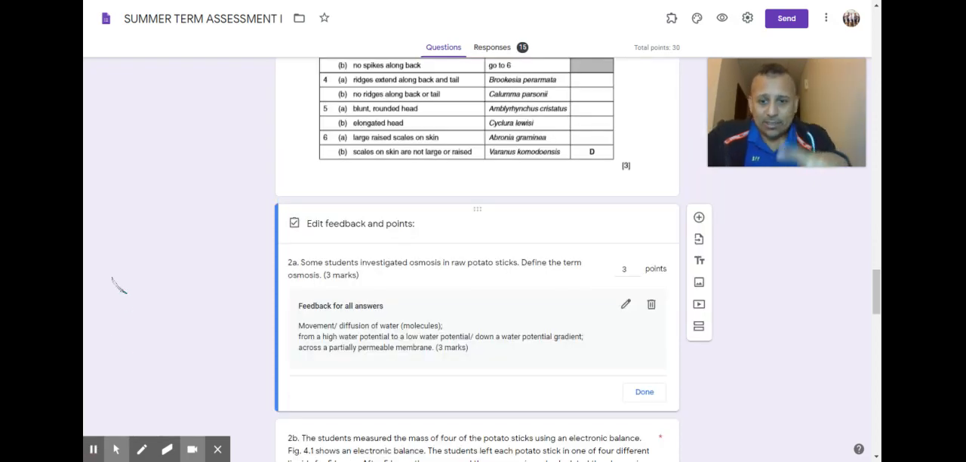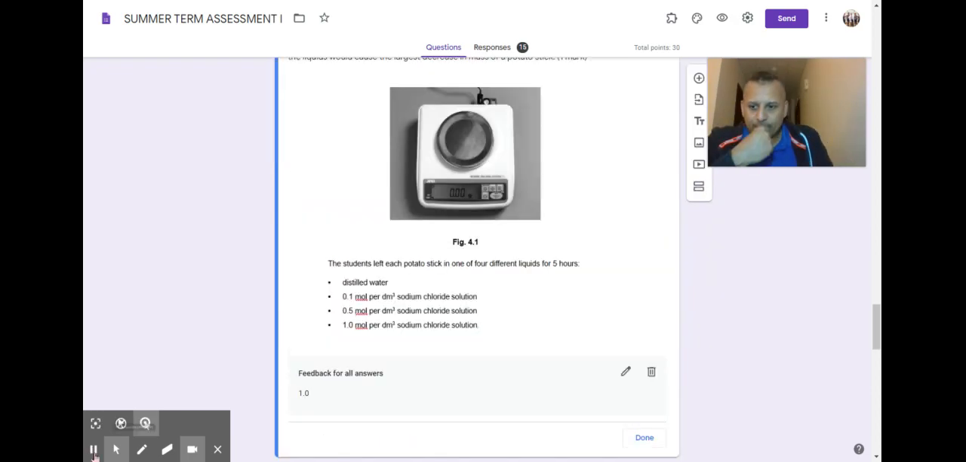Definition of osmosis: movement or diffusion of water, that's the first mark, from a high water potential to a low water potential, or you could say down a water potential gradient. And the third mark, across a partially permeable membrane. You must make sure that you get those key points across, and they must be made very clearly. What you may think is clear may not necessarily be what the standard requires, so be very, very clear when you're giving these definitions.